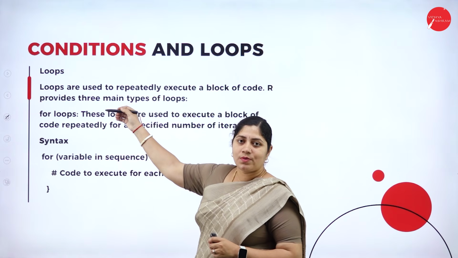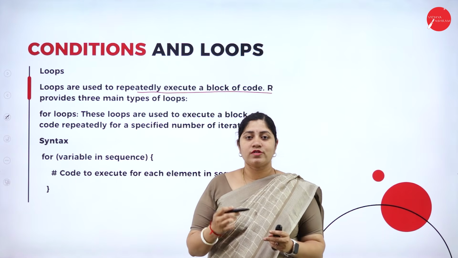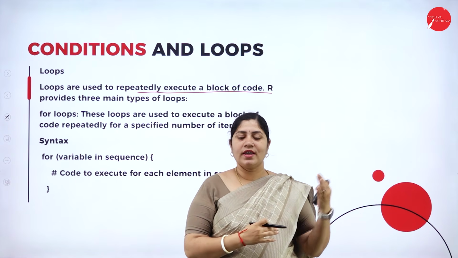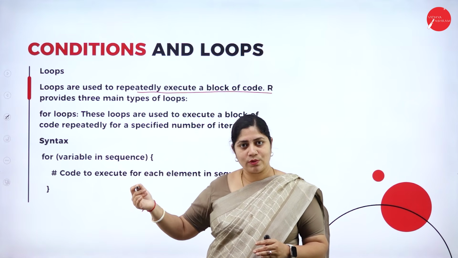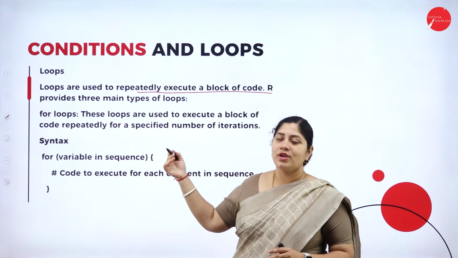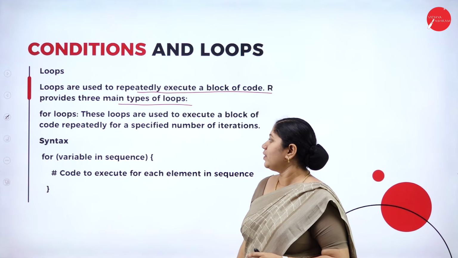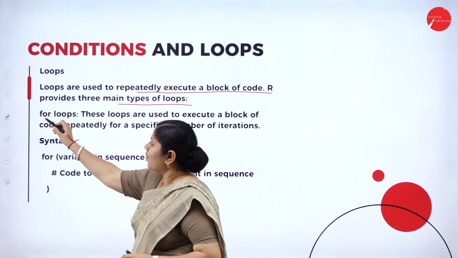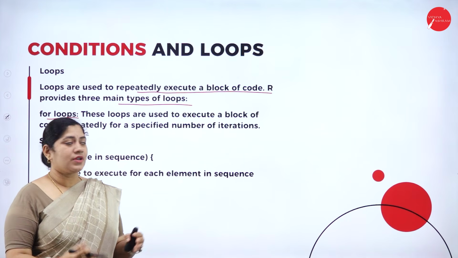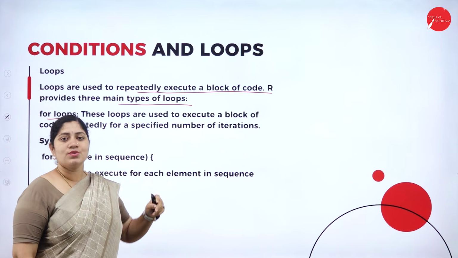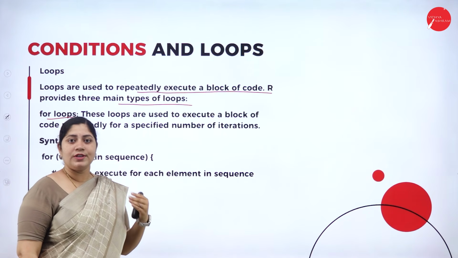Here, loops are used to repeatedly execute a block of code. As we know, if there is some condition, I can go with the conditional statements. If it is a repetition of the same code, then I can directly go with the loops. So in R, there are three main types of loops. The first one is the for loop. So let's see how this for loop will be used. For loops are used to execute a block of code repeatedly for a specific number of iterations.